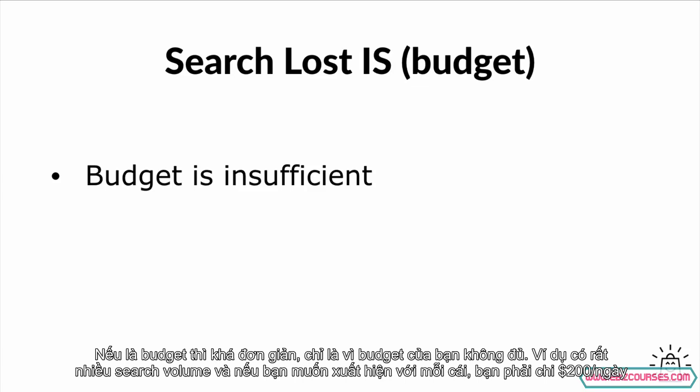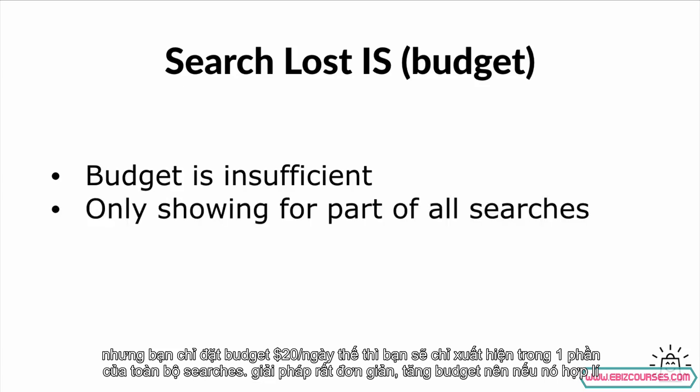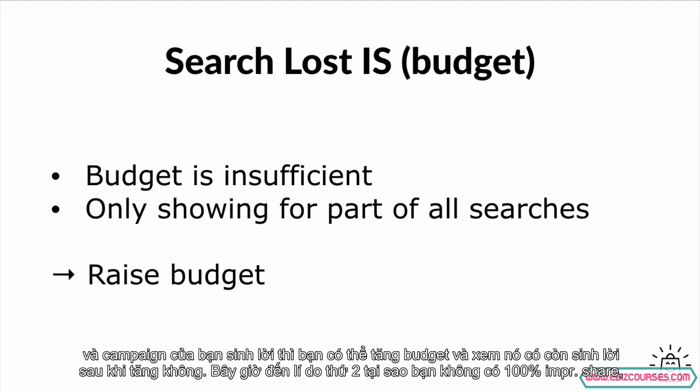Let's say there are a lot of search queries, and if you would want to appear for each one of them, you would have to pay around $200 a day. But you've only set your budget to $10 a day. Well, then you're only going to show up in part of all of those searches. The solution is pretty simple. You raise your budget. So if this makes sense and your campaigns are profitable, you can just increase your budget and see if you're still profitable after raising it.